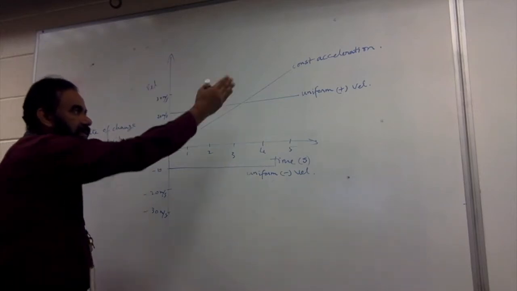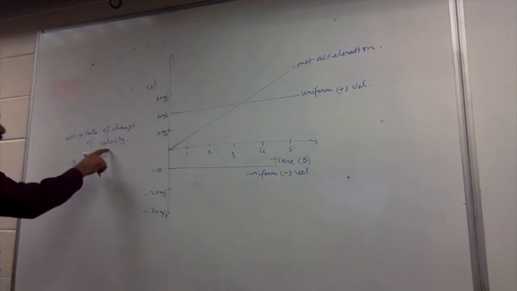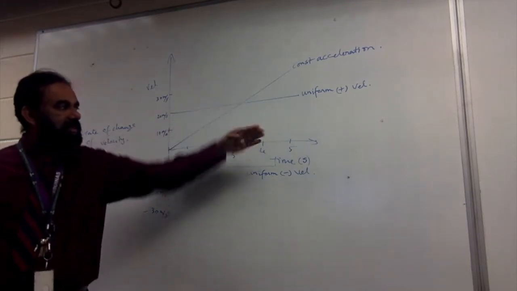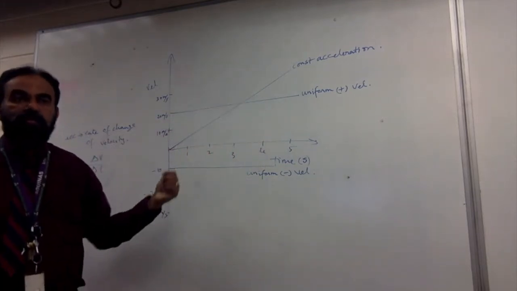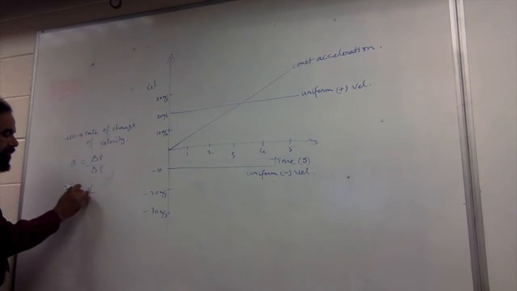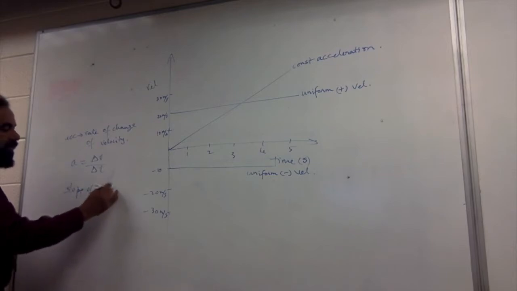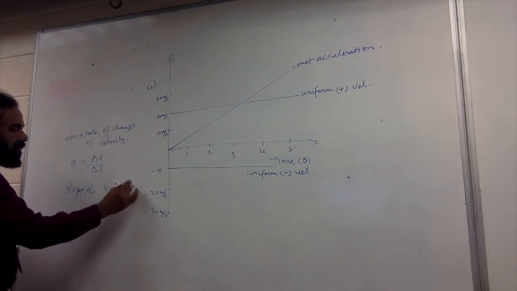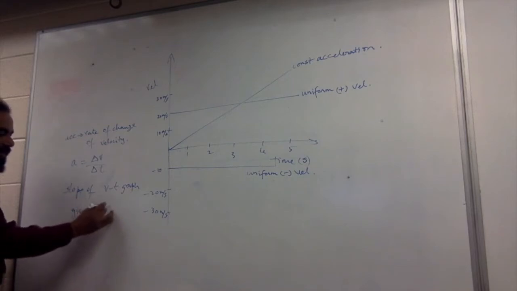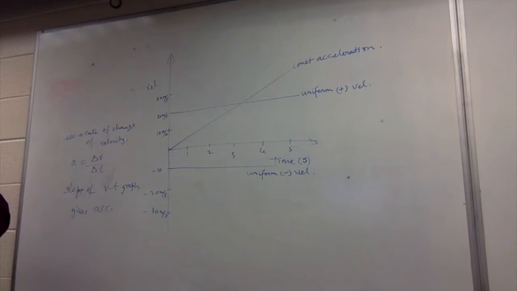And how do you find the acceleration? It is the rate of change of velocity, delta v over delta t. This part of it is delta v and this is delta t. So slope of velocity time graph gives you acceleration. Slope of velocity time graph gives you acceleration.